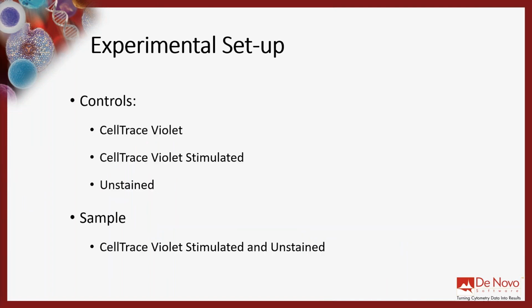So that brings me to experimental setup. So we have controls. So things to think about is that you have a control of your proliferation dye. So in this case, cell trace violet. We've done a cell trace violet stimulation control, which means that we know we're going to get division. And then we have an unstained, and then our sample, which is the cell trace violet stimulated and unstained.